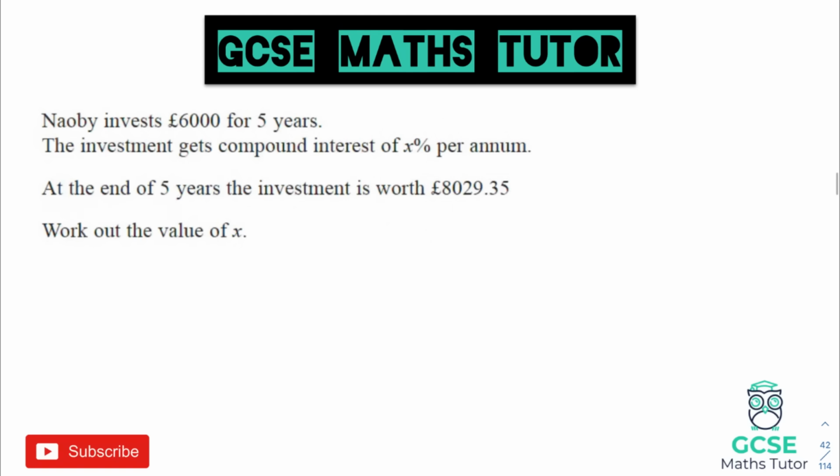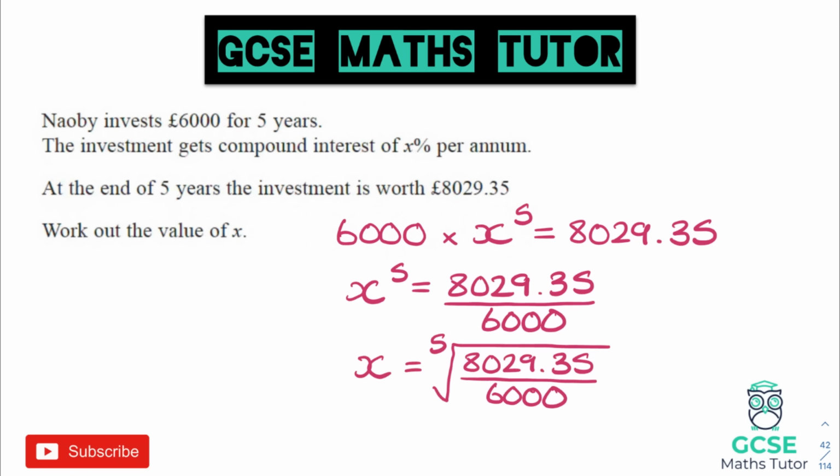Okay, so for compound interest, you may have to work backwards. It may want you to work out the actual interest rate. So set up your formula like you would normally. For this one, 5 years would be x to the power of 5.